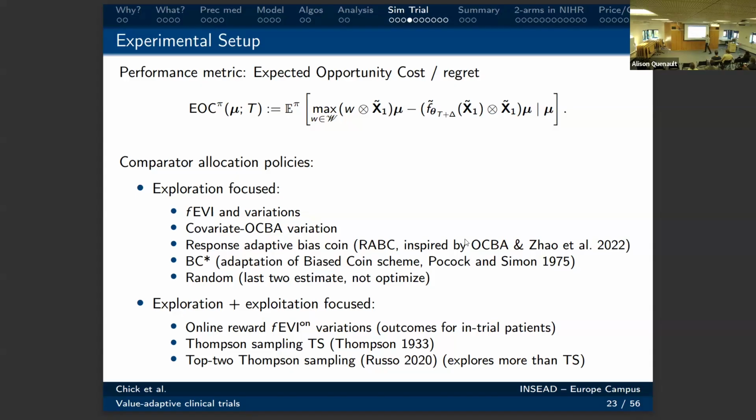We also did a version of the philosophy that was about here to optimize not the post-trial patient reward, but the reward to the patients in the trial, so the online learning. So we also tested that one.